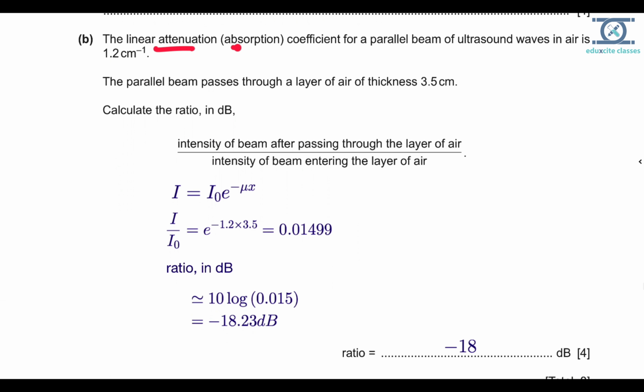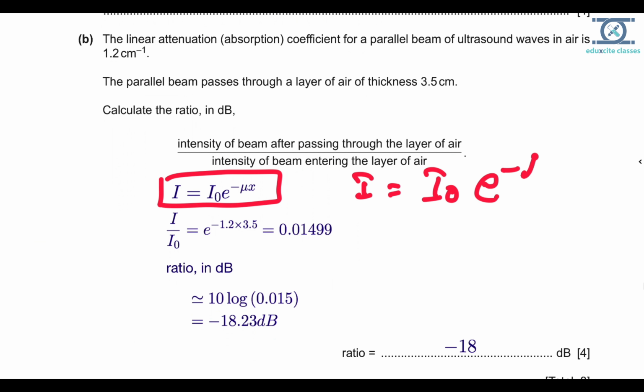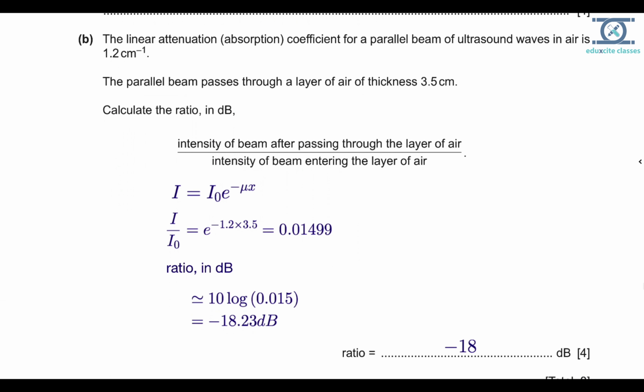The linear attenuation absorption coefficient for a parallel beam of ultrasound wave in air is 1.2 per centimeter, and the parallel beam passes through a layer of air of thickness 3.5 centimeter. Calculate the ratio, in decibel, of the intensity of the beam after passing through the layer of air. We know the relation is I equals I naught e to the minus mu x, where I naught is the initial intensity, mu is the linear absorption coefficient, and x is the thickness it passes through. As the units are in centimeter, there is no need to change, so we put in the values directly.